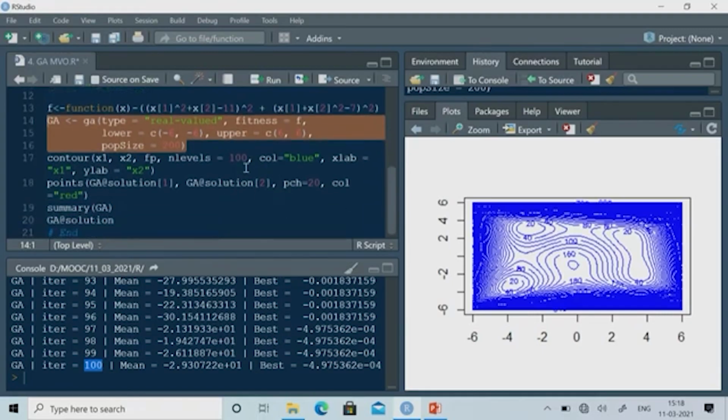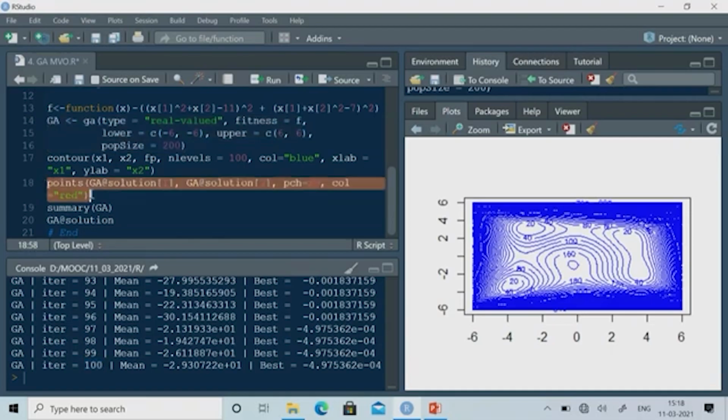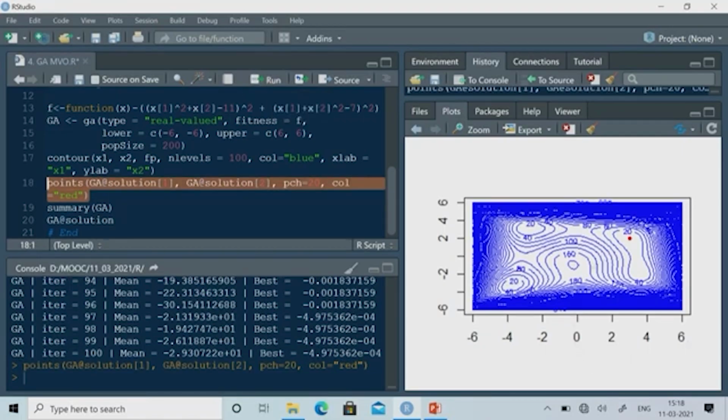And after that, I would like to locate the point. Anyway, I can run this particular line, but this is already plotted. Therefore, I try to put the solution. I am using the point function again. Now it is 2 variables. Therefore, this is the x1 solution and this is the x2 solution, and then pch I am taking 20, that means I put a circle and the color I am putting red. So, if I execute this particular line, I am getting this particular result.